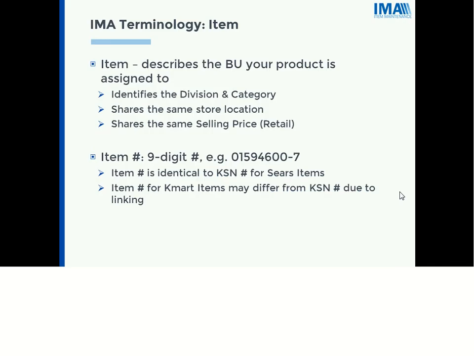An item describes the business unit that your product is assigned to. So it identifies the division, category, and the subcategory. That's the SHC hierarchy. Now if you're on the Sears side, you may also hear them refer to a Sears hierarchy or a Sears division. Not to cause confusion, but a lot of times those divisions between the SHC hierarchy and the Sears hierarchy are different. Sometimes they can be the same, but usually they're different numbers.